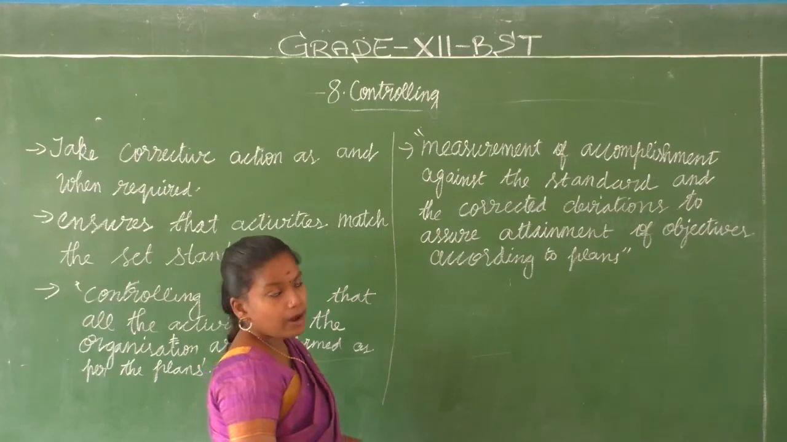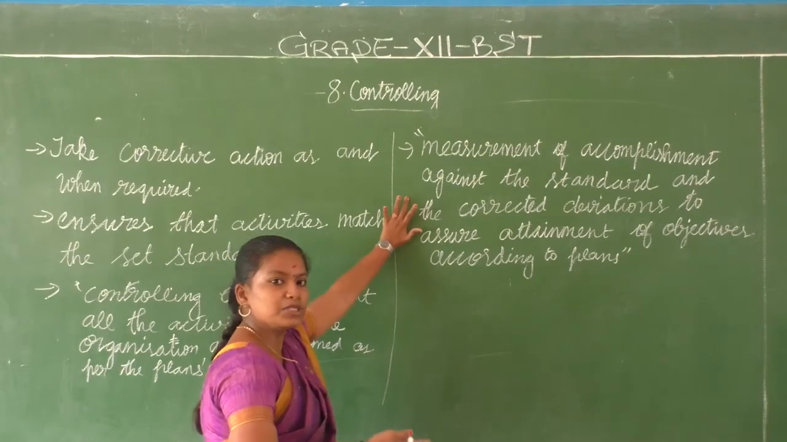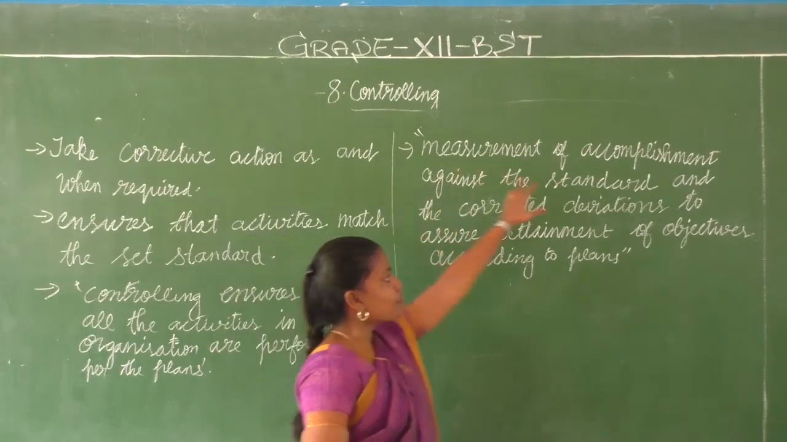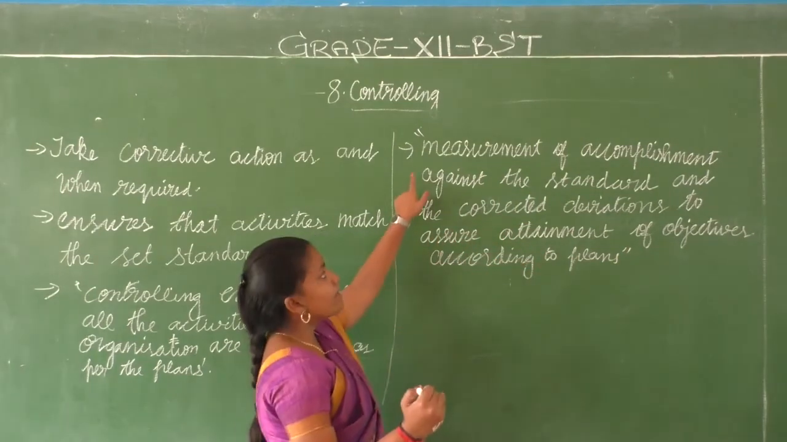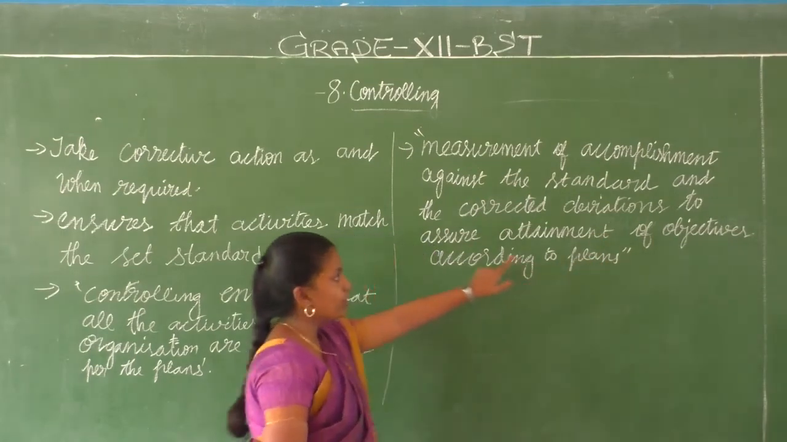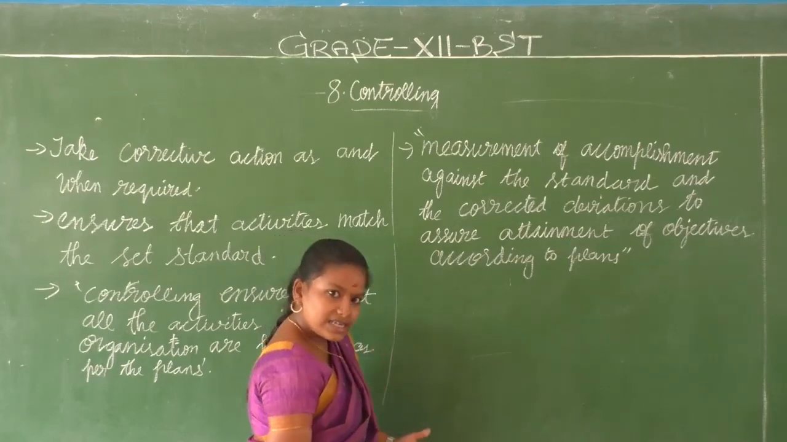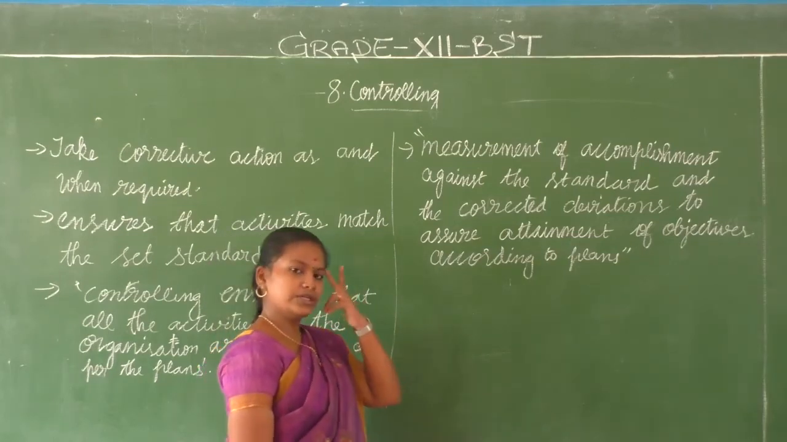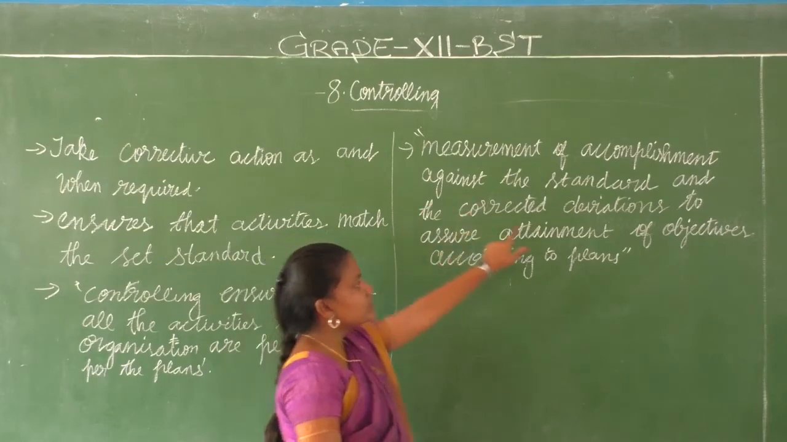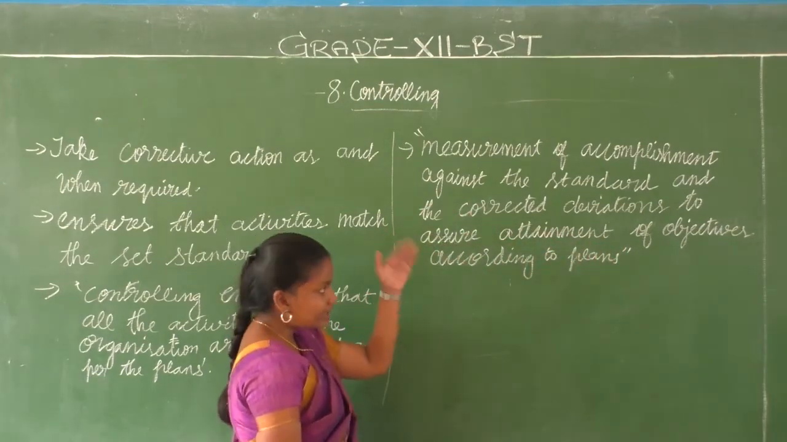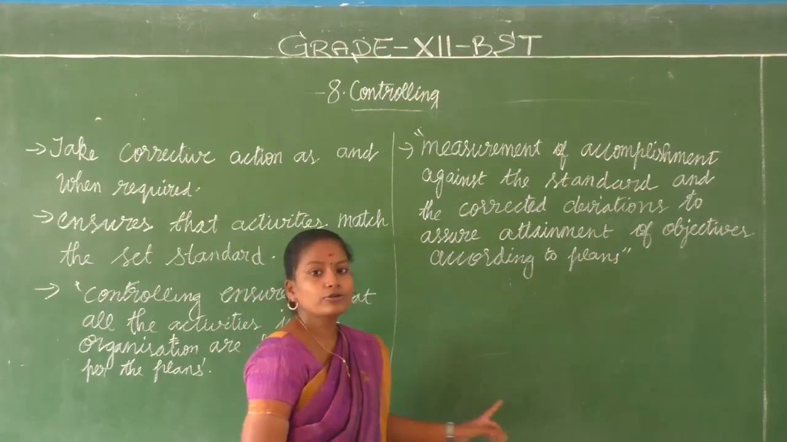So what is it all about? It is the measurement of accomplishment against means what? Other base the standard and the corrected deviations. Okay, so it's very simple to remember. You don't have to memorize it. If you understand it, it will be very easy for you to keep it in your mind. So measurement of accomplishment against the standard and the corrected deviations to assure attainment of objectives according to plans.